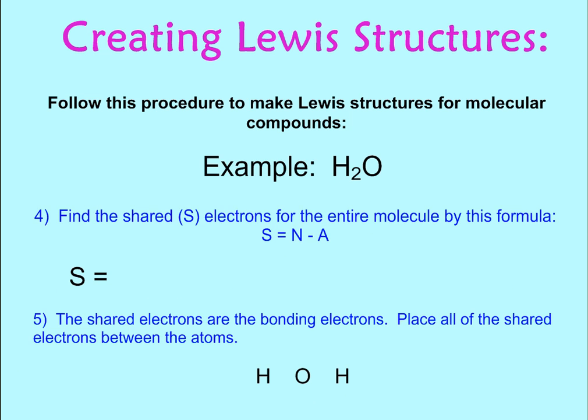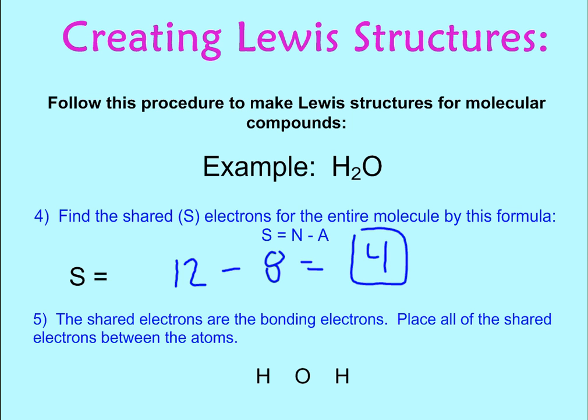Okay, and I duplicated this by accident. So number 4 says you'll find the shared electrons for the entire molecule by this formula. N, we said, was 12. A, we said, was 8. So N minus A gives us 4 shared electrons. The shared electrons are the bonding electrons.